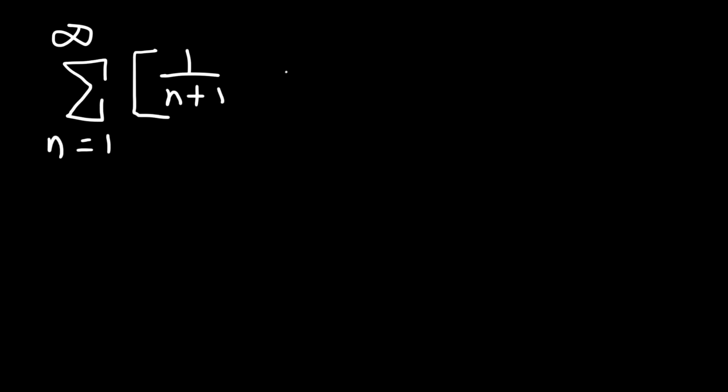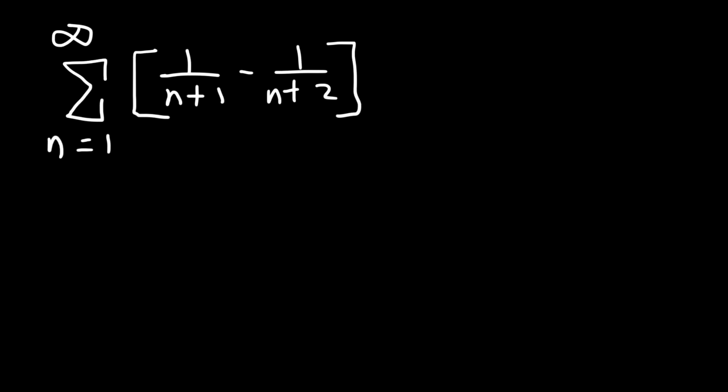Consider the series which starts from 1 and goes to infinity with the sequence 1 over n plus 1 minus 1 over n plus 2. So will the series converge or will it diverge? We need to determine if this series has a finite sum. If it has a finite sum, that means that it's going to converge. If it goes to infinity or negative infinity or it doesn't exist, then it's going to diverge.